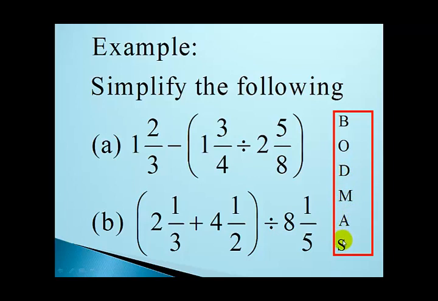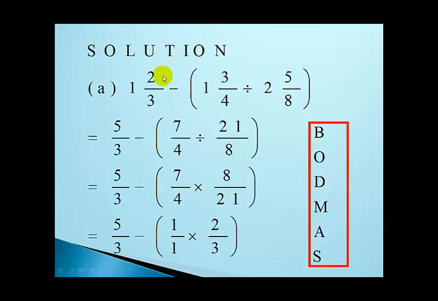Now let's see how best we can solve this problem with the idea of the BODMAS. Now solution. Given 1 whole number 2 over 3 minus 1 whole number 3 over 4 divided by 2 whole number 5 over 8. So the bracket first. So quickly we have to change our mixed fraction to improper.